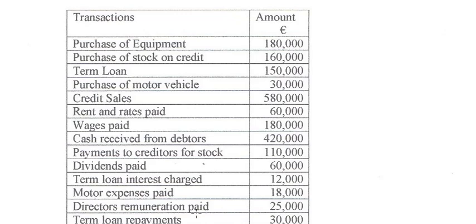The next transaction is payments to creditors for the stock. Remember, up above we purchased stock for 160,000, and now payments made during the year by our company to our suppliers were 110,000.